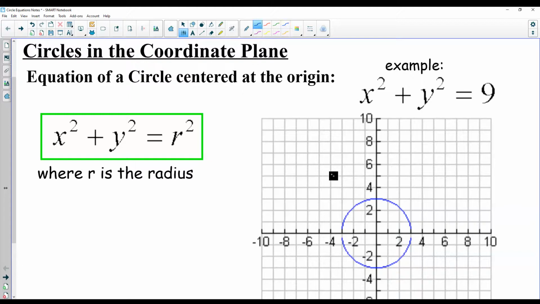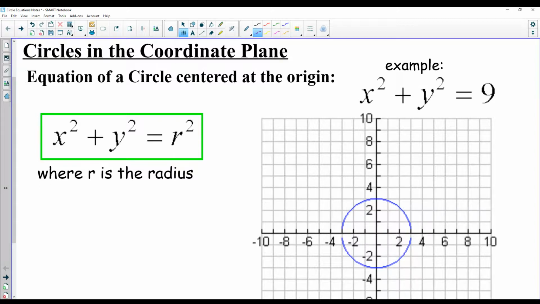Hey guys, today we're doing circles in the coordinate plane. So that means the equation of a circle and how to find the center and the radius, because those are the important parts about a circle. If you know where the center is and you know the radius, then you can draw a circle.